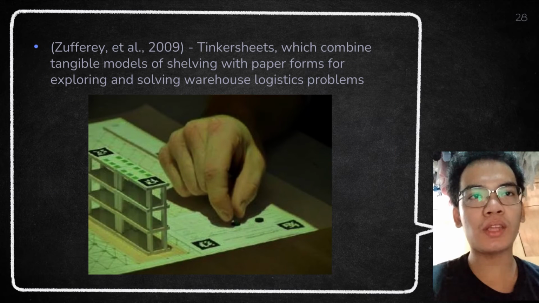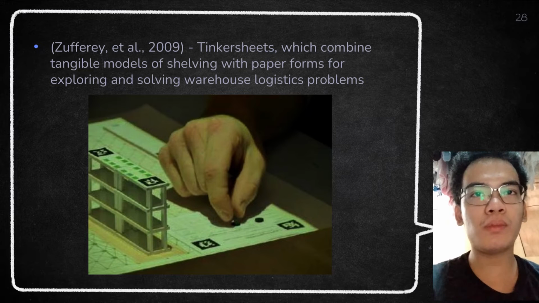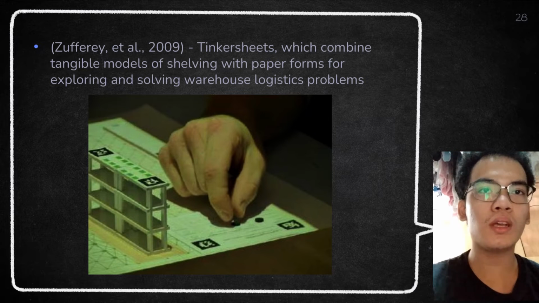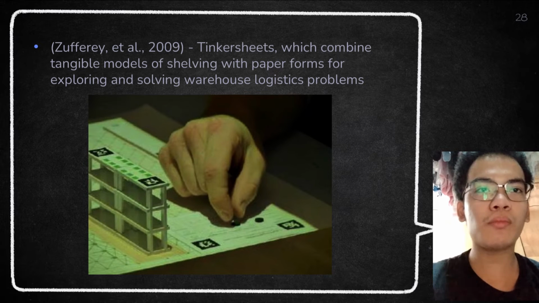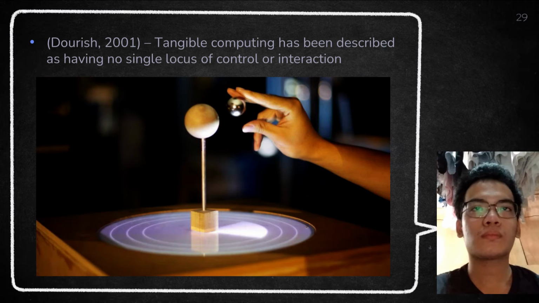Another example is Tinkersheets, which combine tangible models of shelving with paper forms for exploring and solving warehouse logistics problems. The underlying simulation allows students to set parameters by placing small magnets on the form.